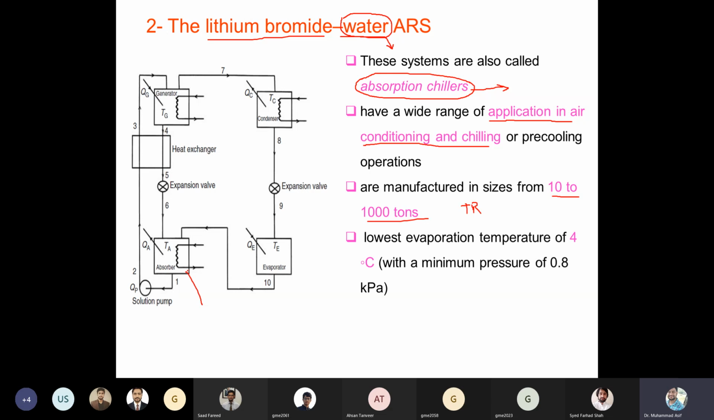Normally the absorber is operated under vacuum, at a pressure of 0.8 kilopascal, because the lower the pressure, the lower the boiling point will be. So that means even a small amount of heat that the refrigerant has to absorb is enough, because the vapor pressure inside is low, so the boiling point is low.